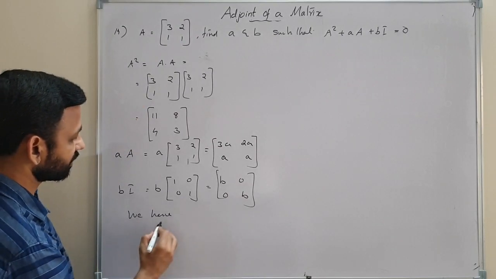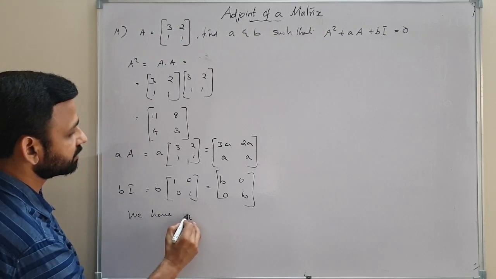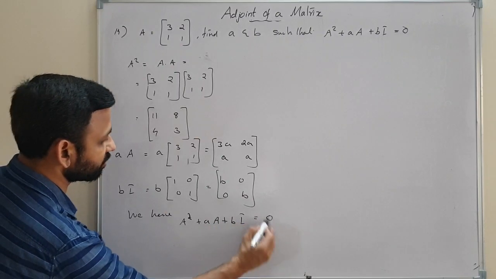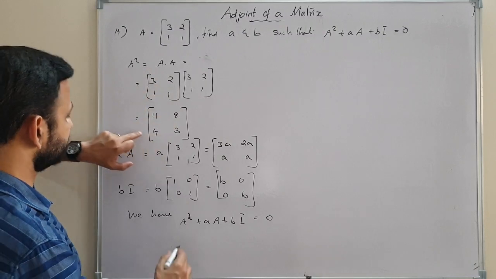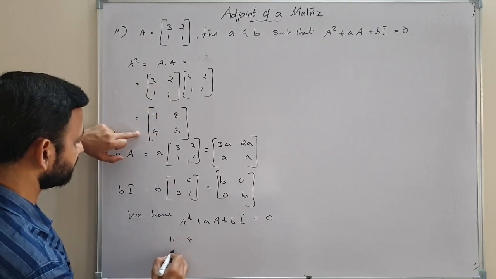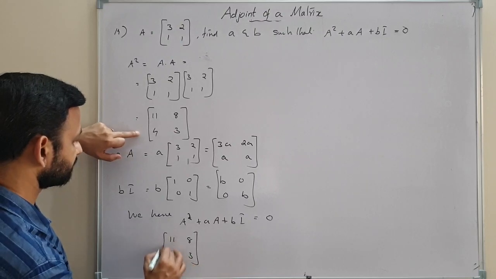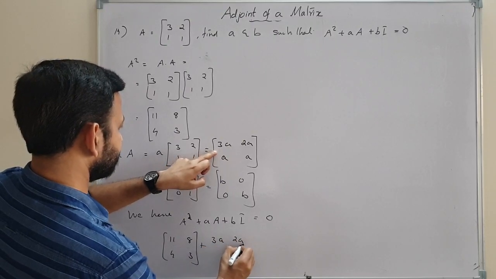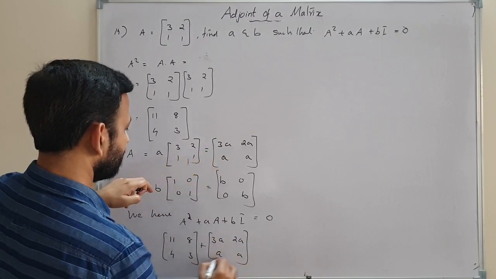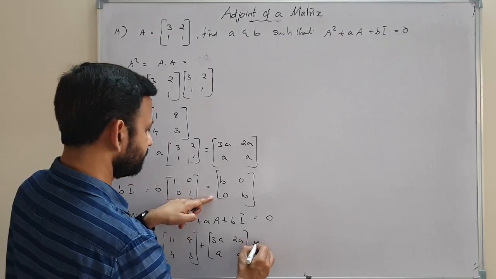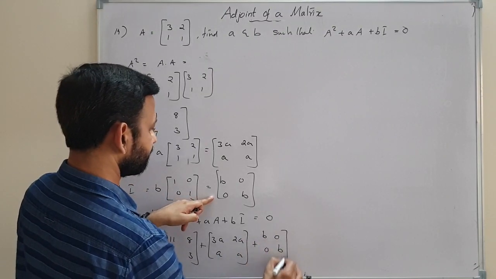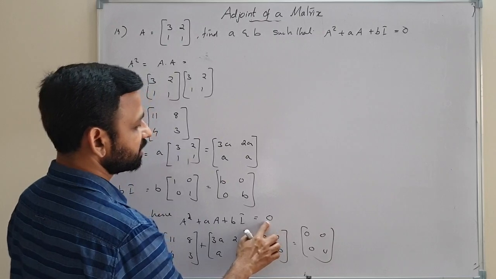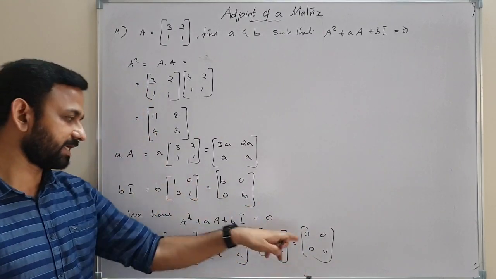We have A square plus A into A plus B into identity matrix equal to 0 matrix. So A square, that is 11, 8, 4, 3, plus A into A, 3A, 2A, A, plus B into I, that is B, 0, 0, B, equal to 0 matrix, that is 0, 0, 0, 0. This is 0 matrix, so we will write a 0 matrix of same order on the right side.